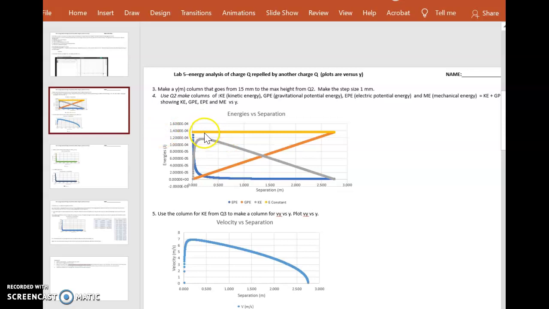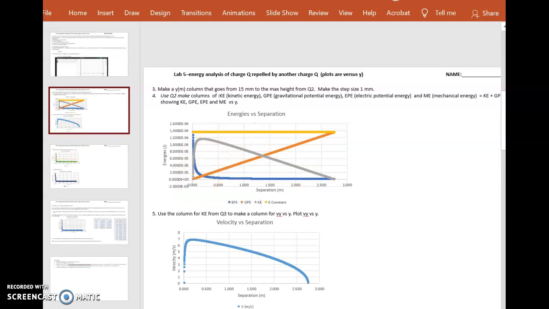As you can see, the constant energy throughout remains the same because it's constant. And then the gravitational potential energy is linearly changing since it's linearly increasing distance by 1 millimeter at a time. And then you have inversely related curved lines for the electric potential and kinetic energy.